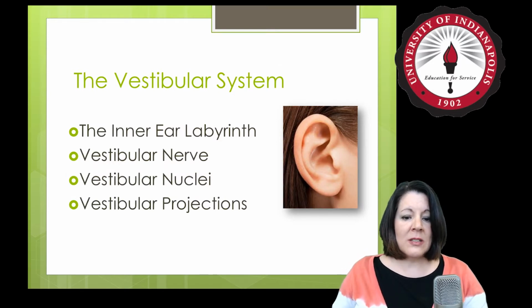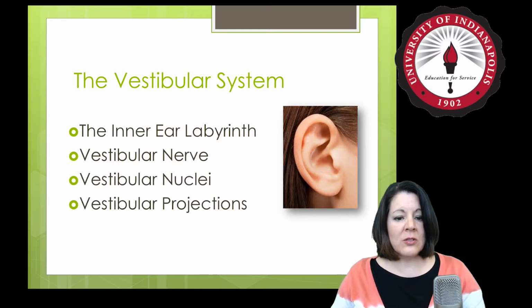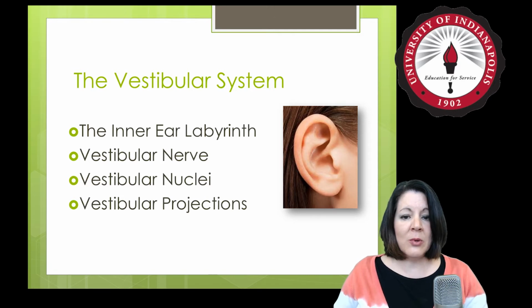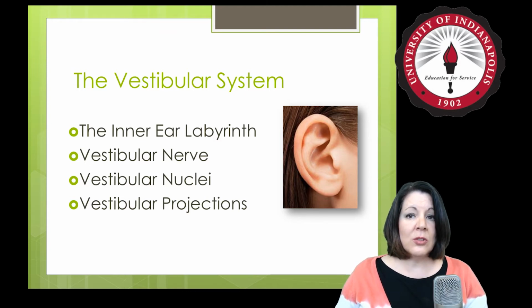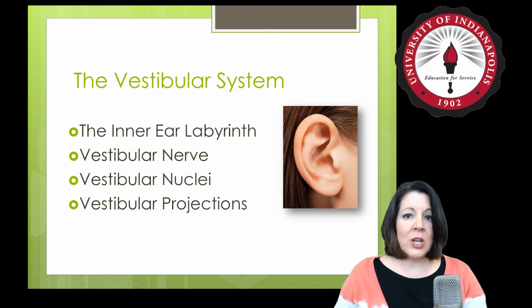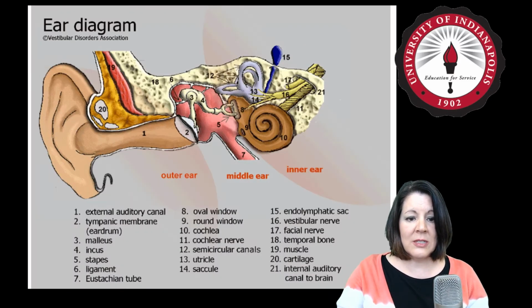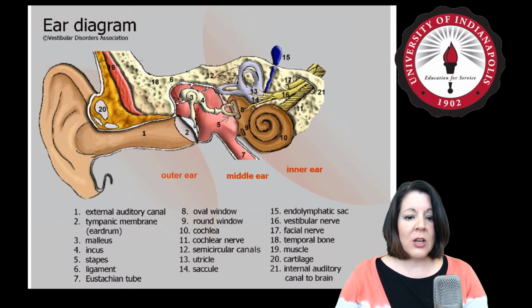Now, the vestibular system itself has several structures involved with it. It has the inner ear labyrinth. It has the vestibular nerve, which is cranial nerve 8, which then goes to the vestibular nuclei, where the cell bodies are located, and then has projections to multiple areas, and we'll be talking about some of those projections in just a bit. So here is our ear diagram.